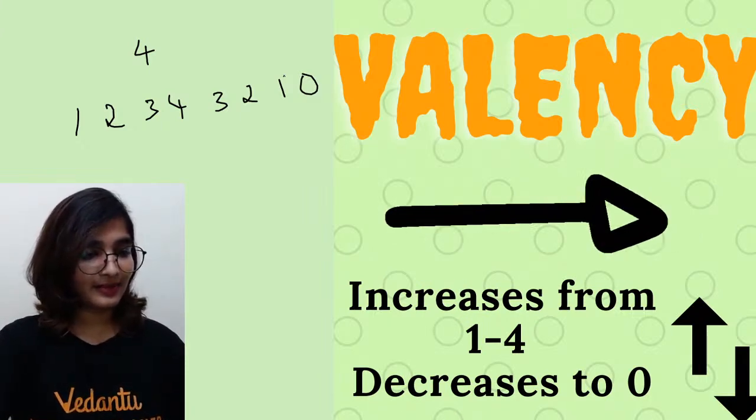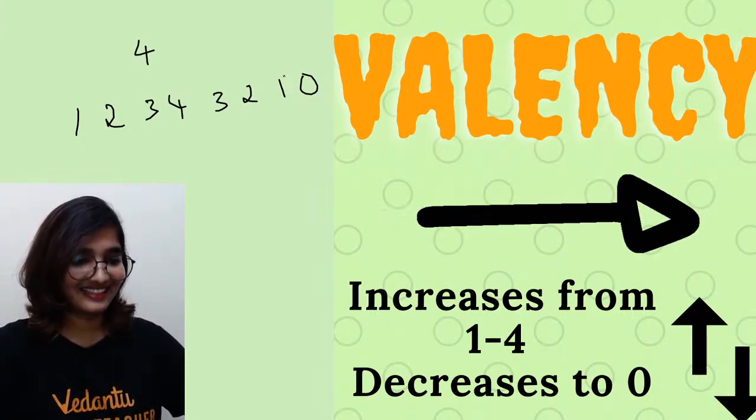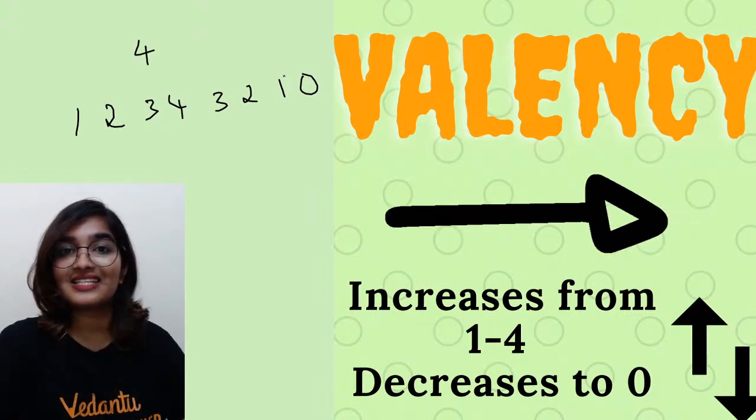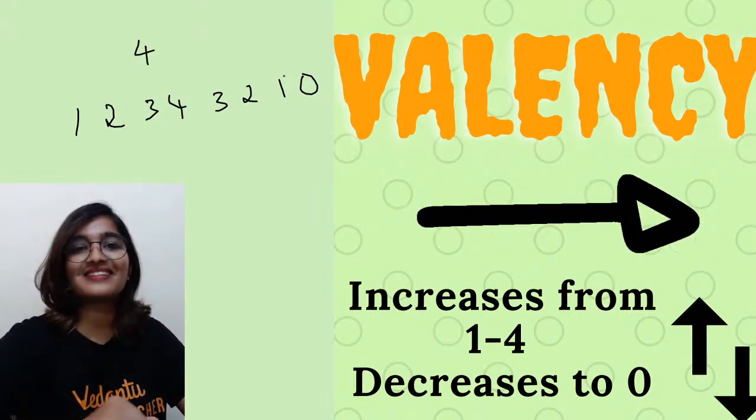Clear? Or more like a dance teacher. Exactly. 1, 2, 3, 4. Get on the dance floor. Now go back to 3, 2, 1, 0.